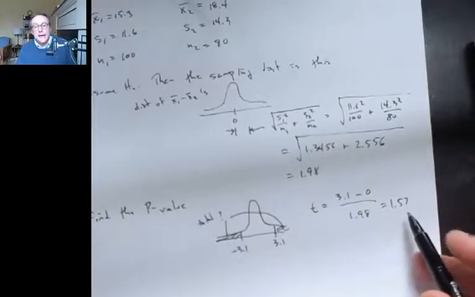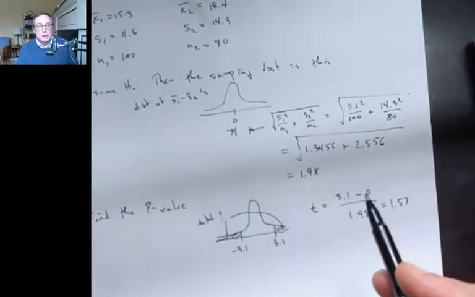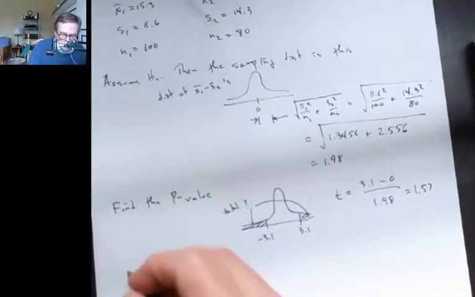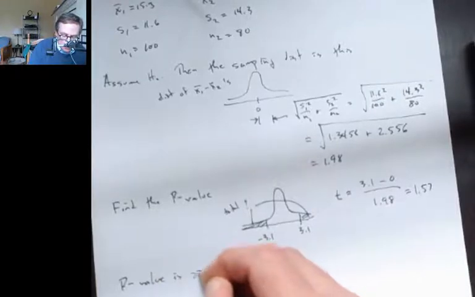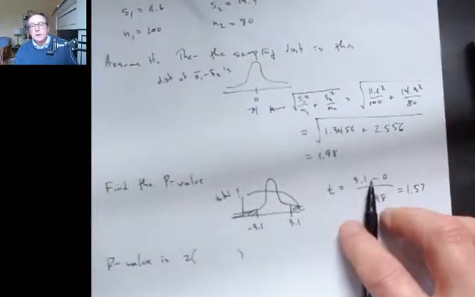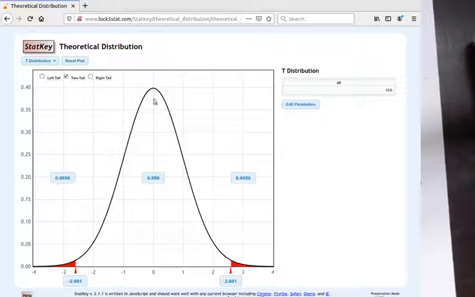I'm going to ask StatKey what's the shaded area, and then I have to remember to double it, but that will be the p-value. So I'll write that in advance here. P-value is 2 times, and I'll ask StatKey what corresponds to 1.57. Okay, so StatKey, come on, come to Papa. Ah, there we go, very good.